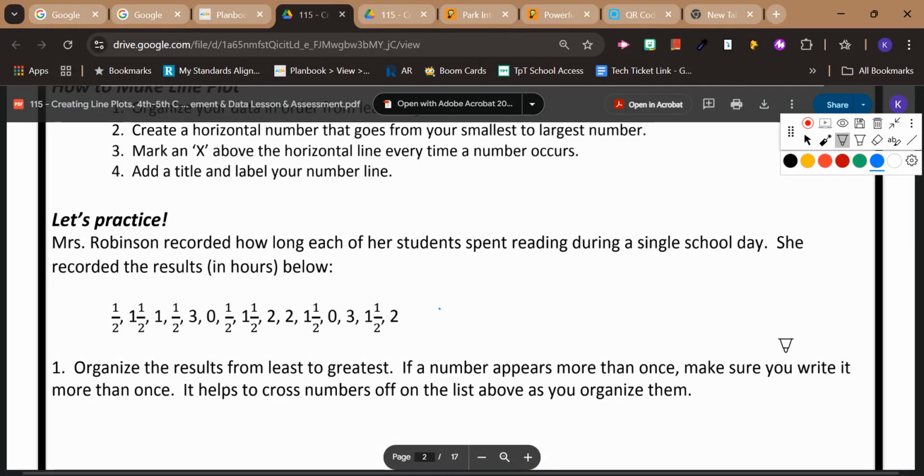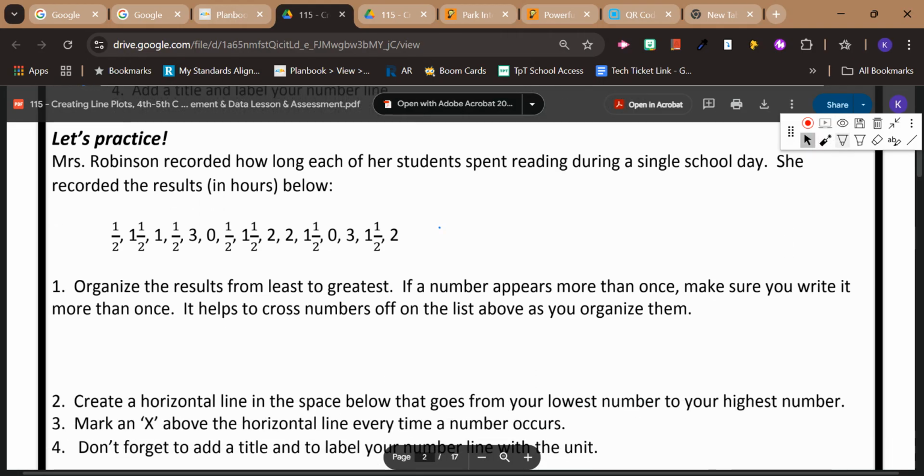If a number appears more than once, make sure to write it more than once. It helps to cross off the data off the list. So let's start with the smallest one. What is it? 0. So how many times do I see 0? Twice. And then I'm going to cross it off. Everybody, let's do this.